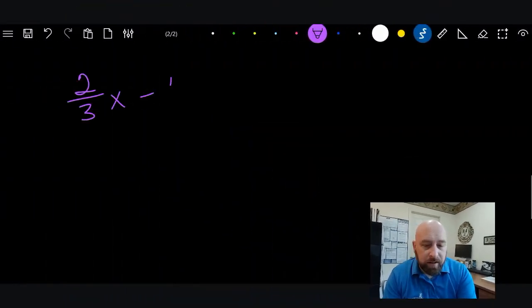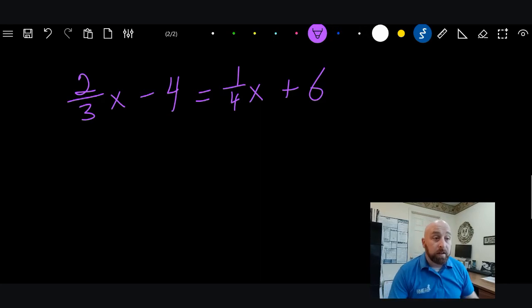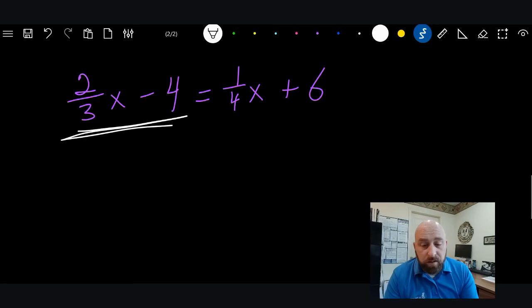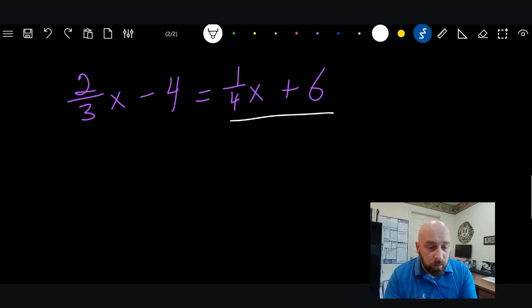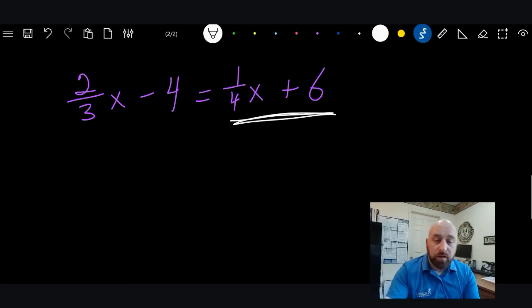2/3 x minus 4 equals 1/4 x plus 6. Oh, interesting. We've got stuff on both sides here. We've got an x on both sides. So now the first thing that we want to do is do what we can do. If you'll look here, there's nothing that we can do here. Those are not like terms. And then we'll look over here, and there's nothing that we can do over there.